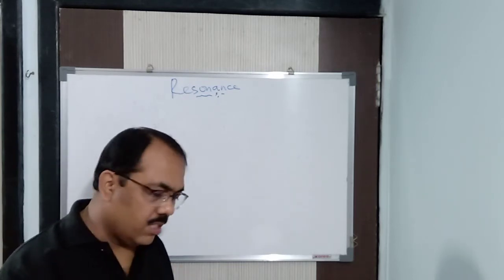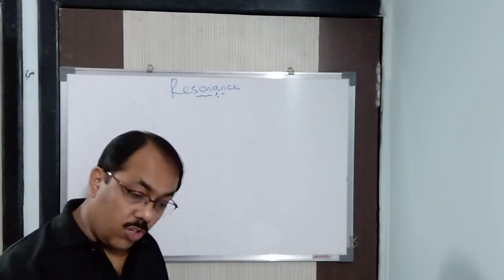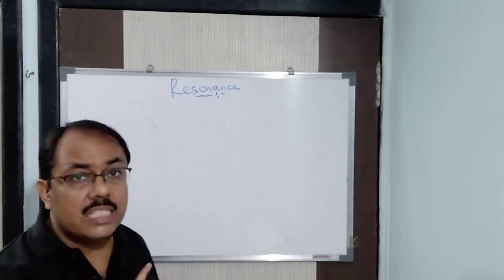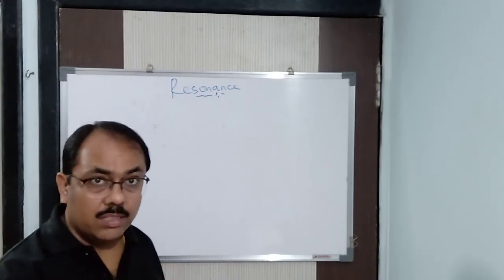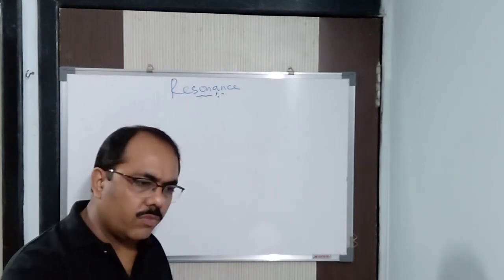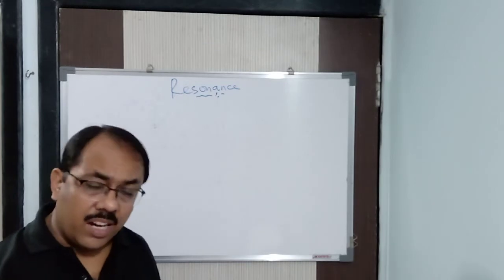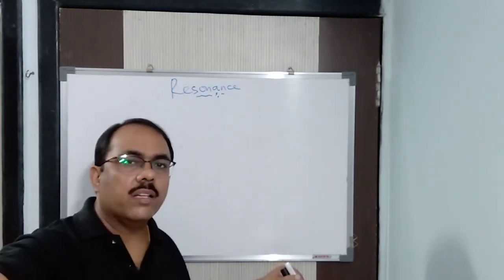Again I repeat. In a contributing structure, the canonical structure which you draw to reach the resonance hybrid, the like charges should not be present on adjacent atoms, side by side. Why? Because they will repel. If positive charges are present, they will repel. Similarly, unlike charges also should not be widely separated.